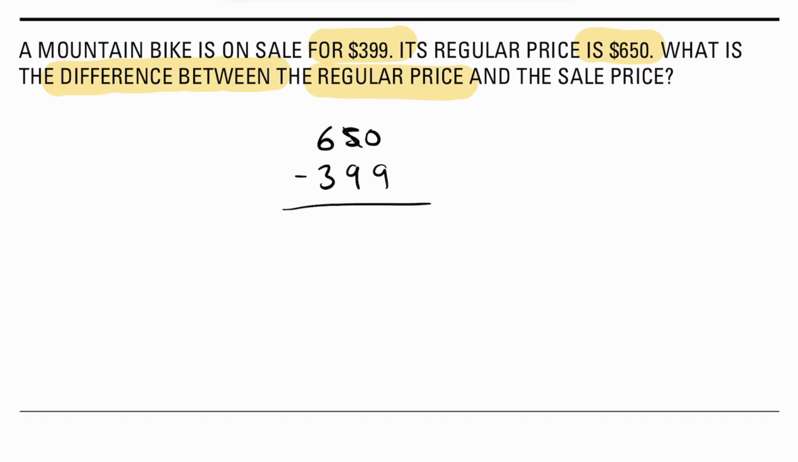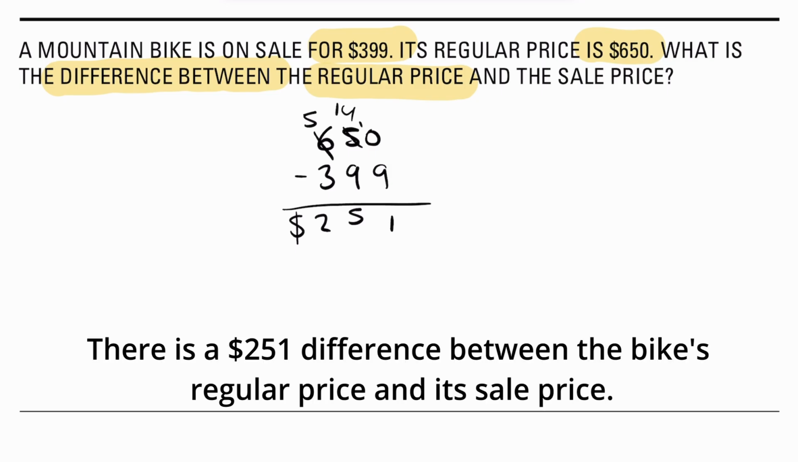And so we would have to calculate that. So 10 minus 9 is 1. 4 minus 9, we can't do that, so that'll become 14. So 14 minus 9 is 5, and then 5 minus 3 is 2. And so ultimately, making sure we have our unit, so our dollar sign there, there is a $251 difference between the regular price and the sale price.